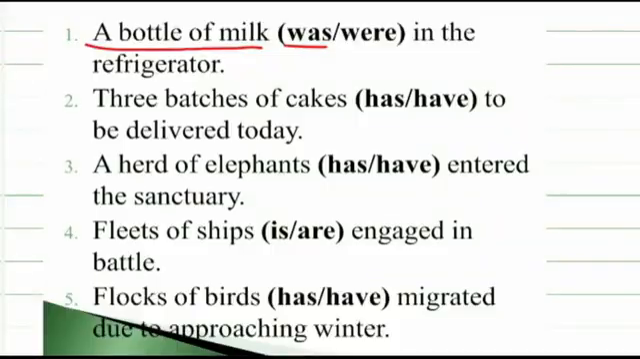So we have 3 batches of cakes has or have to be delivered today. Can you tell me what is a collective noun in this sentence? The collective noun is batches of cake. Excellent job. And which verb will I use? Has. Say that again? Has. Has or have? Has. Spell it for me. I'm not hearing it too well.